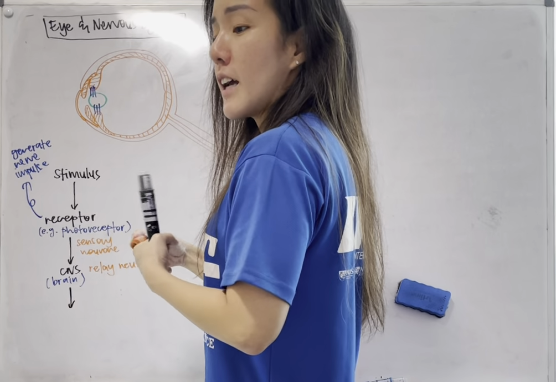Okay, can you start by telling me, in dim light, what is going to be the effect on your radial and circular muscles? Dim light. Radial muscles of the iris contract, then circular muscles of the iris relax, causing the diameter of the pupil to increase to allow more light to enter the eye.